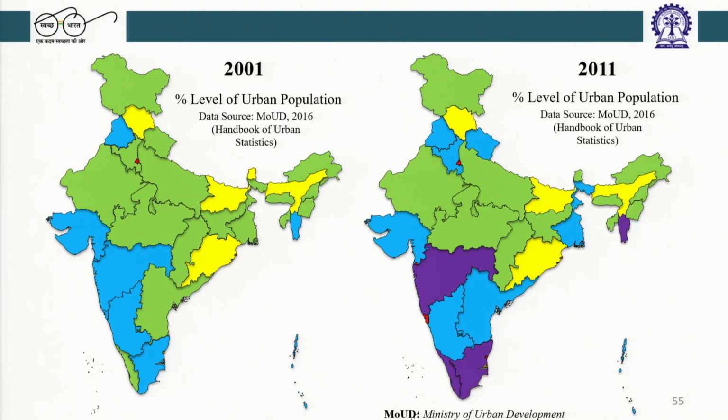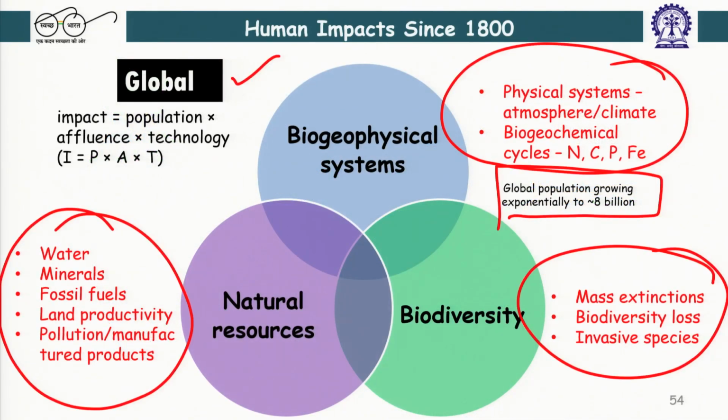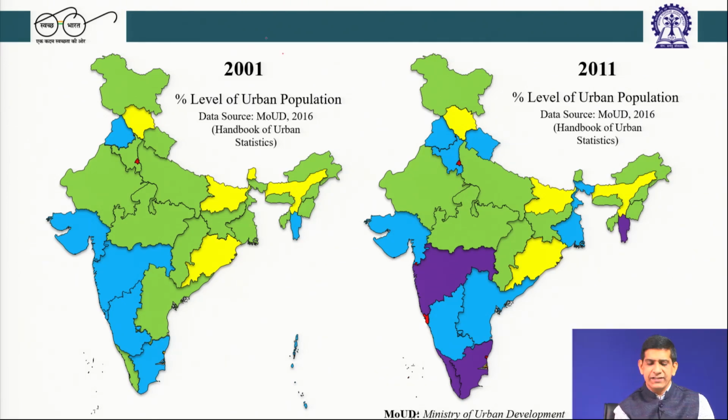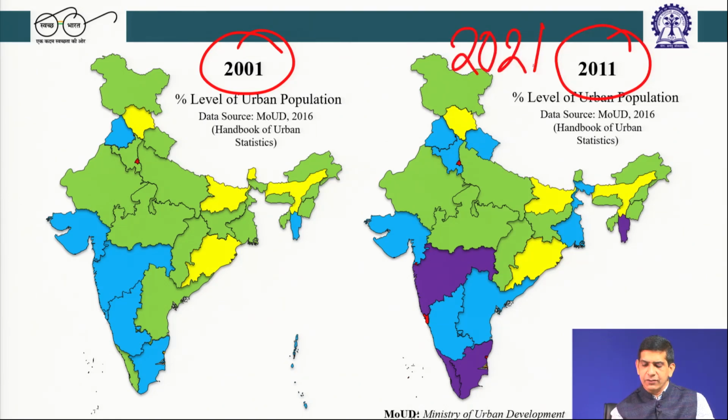So, that was the global scenario, but even in the Indian scenario, if you look, we are becoming more and more urban. This is the 2001 census and this is the 2011 census. The next census will be in 2021, isn't it? Because of this COVID pandemic, it may be slightly delayed, but I don't know for sure. I have not tried to find out whether it will be in 2021 or delayed.